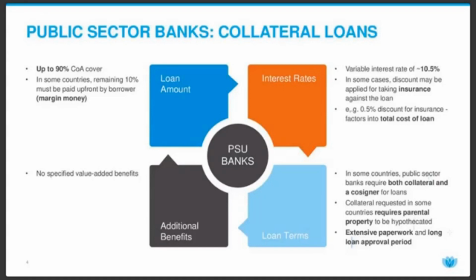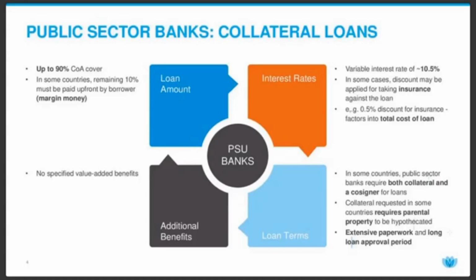What that means is, in some countries, the remaining 10% is what is called margin money. Again, this is a unique term used to, in layman terms, what it means is this is money that has to be the 10% of the cost of attendance, which has to be, the borrower has to prove that they have this money upfront before they get the approval for the remainder 90%, right? So that is your own contribution towards your studies. Interest rates, again, as of now, are around the 10.5% mark, right?